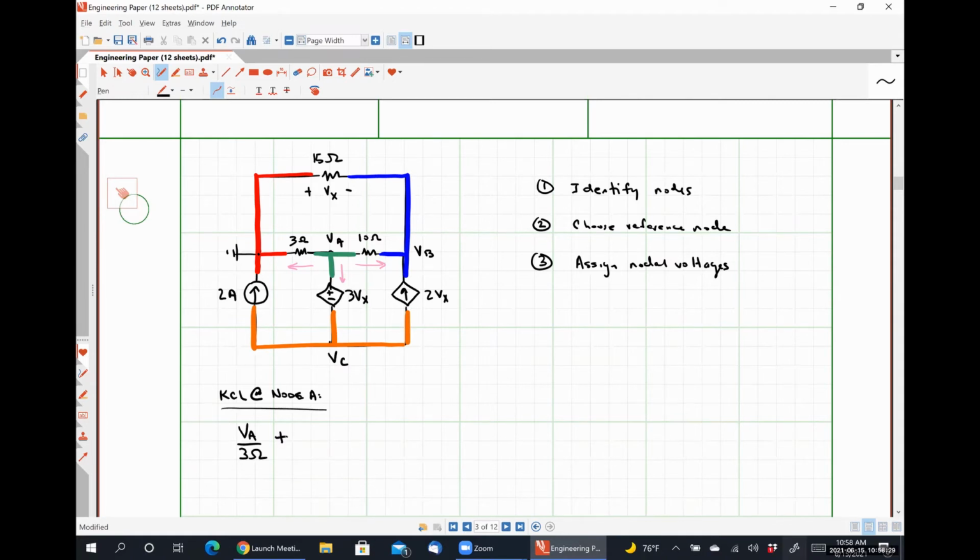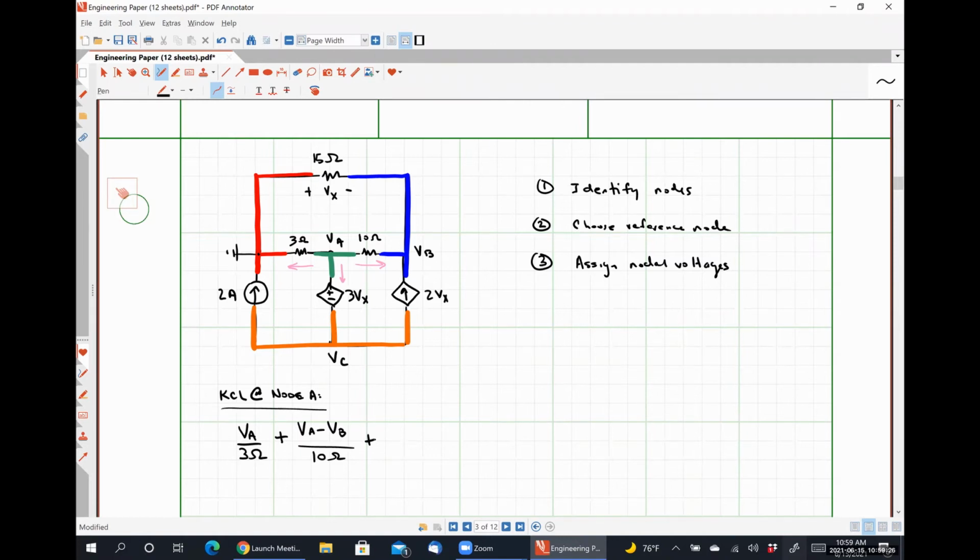My current directed to the right through the 10 ohm resistor is going to be VA minus VB over 10 ohms. So the problem that I'm going to run into is now I need to define the current flowing down through my voltage source in terms of my nodal voltages, which is literally impossible, right? Our dependent voltage source here says that there is a potential difference of 3Vx across that voltage source, regardless of what current is flowing through it, okay?